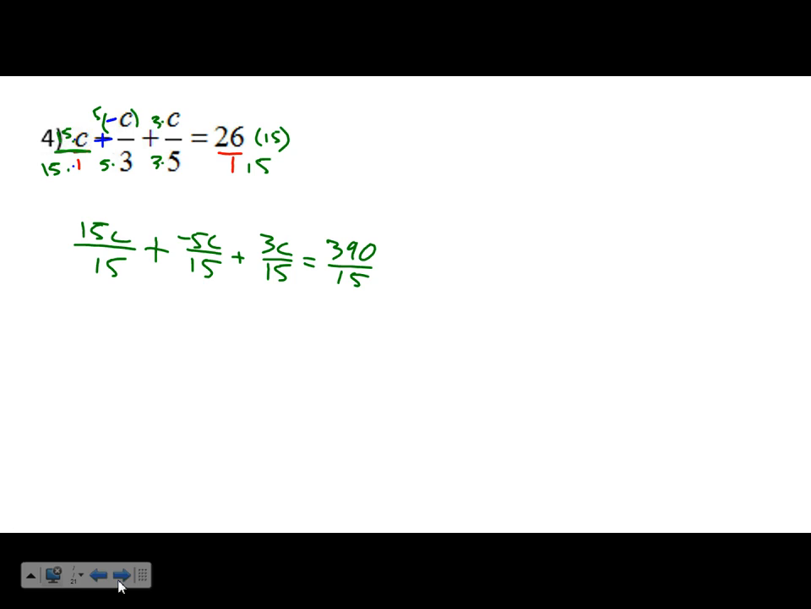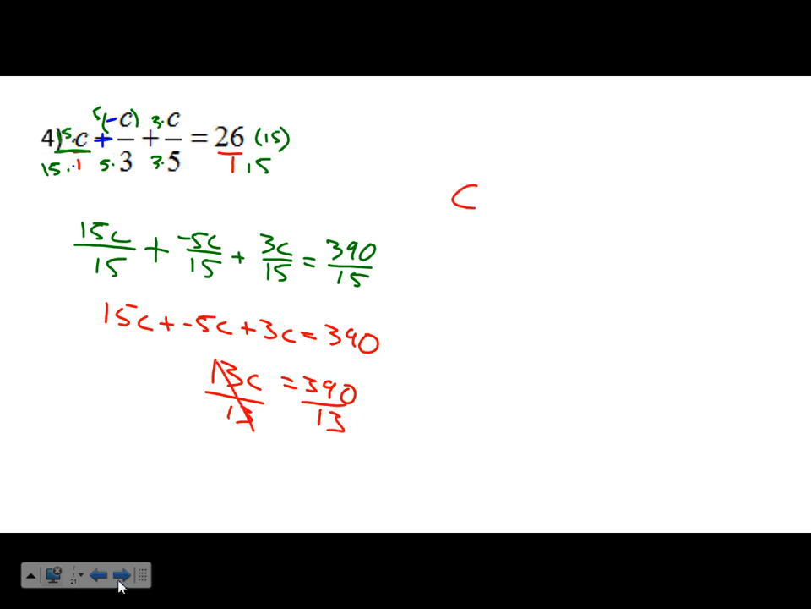Since all of them are over 15, now we can put the numerators for our equation. We can forget about the denominators. Combine like terms. These are all c's, so I have 15 minus 5 plus 3c ends up being 13c is equal to 390. Divide both sides by 13. C is equal to 390 divided by 13 is 30.